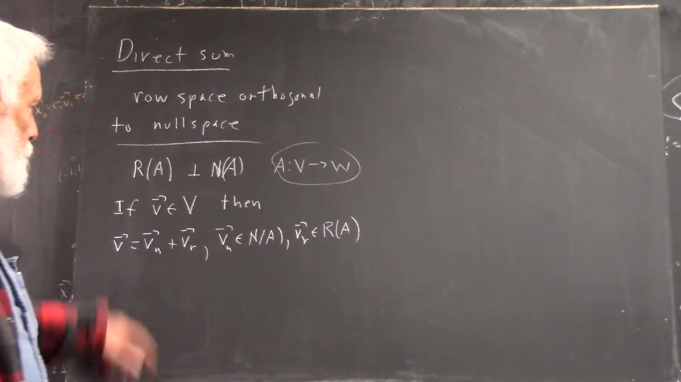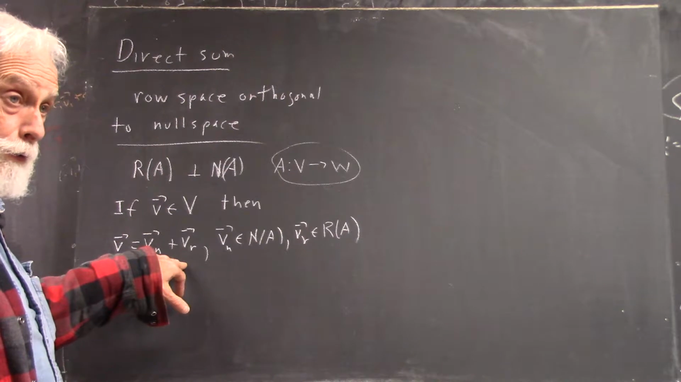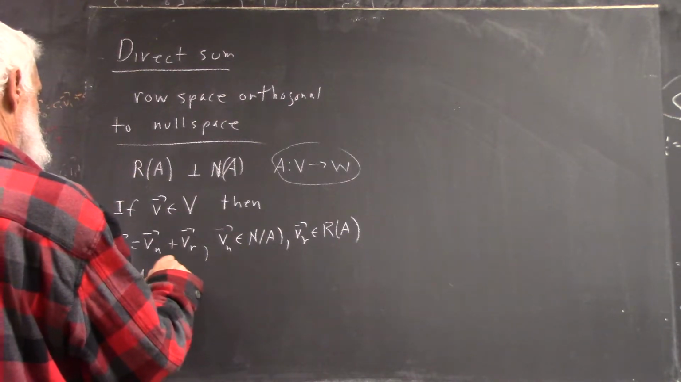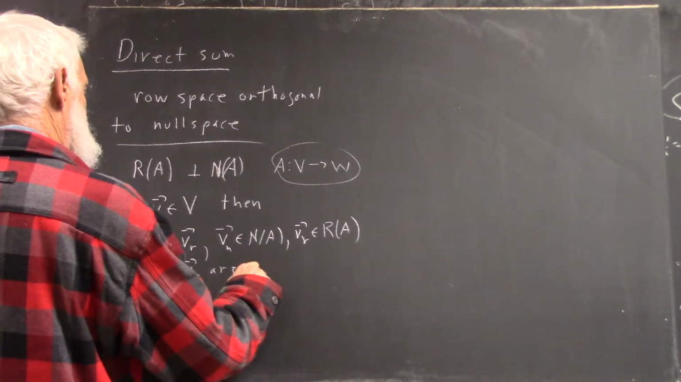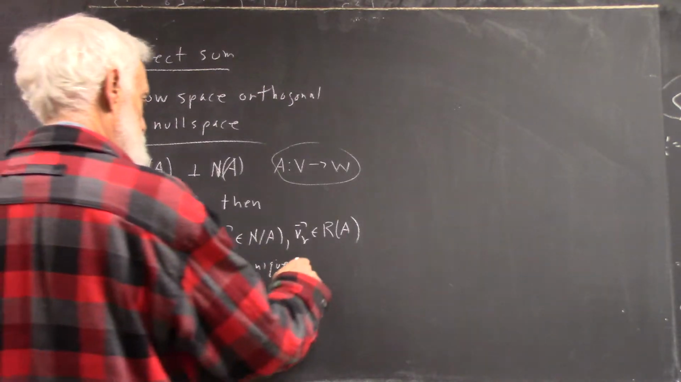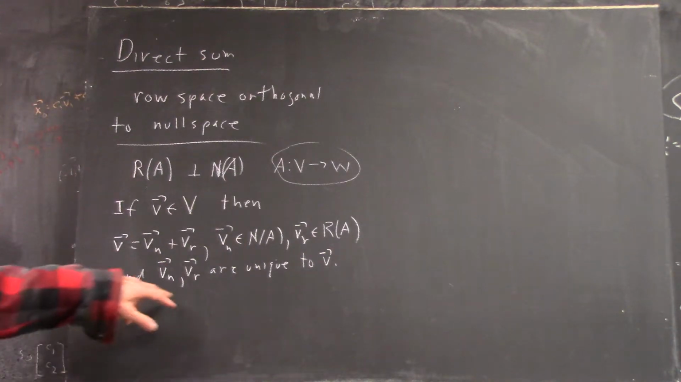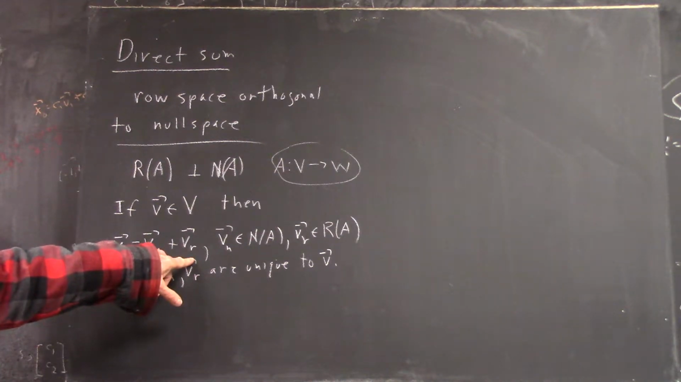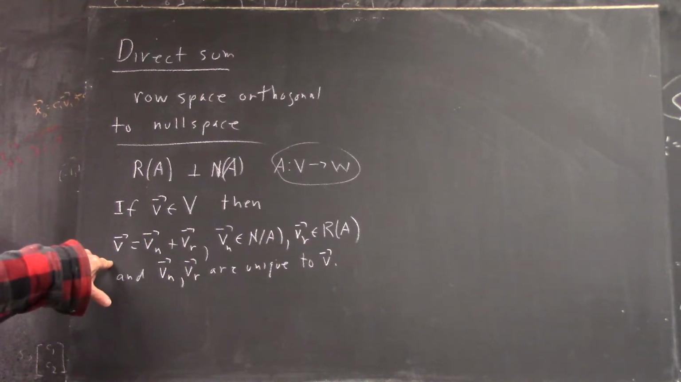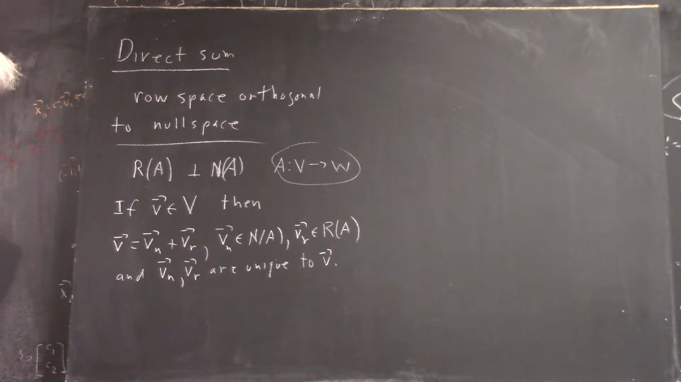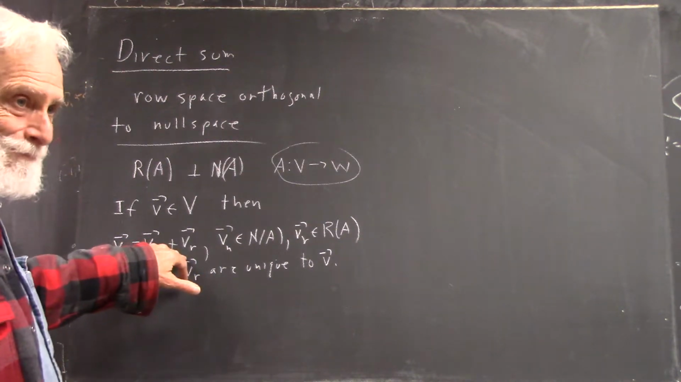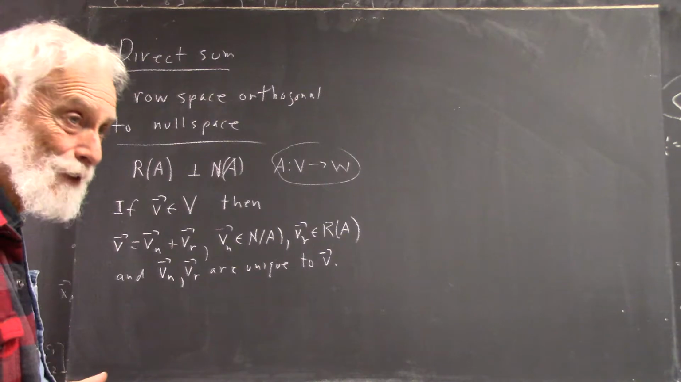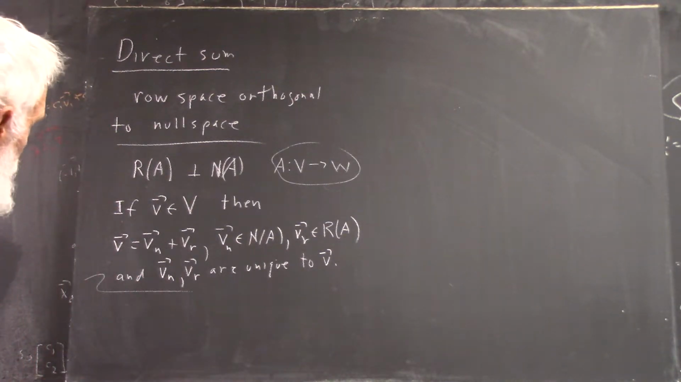Now, V is a sum of a vector in the null space and a vector in the row space. Okay? And Vn and Vr are unique to V. In other words, there's not another member of the null space and member of the row space that would add up to the same vector. Okay? Not hard to prove. We might look at the proof. Just assume that it's not so, you got 2 of these that aren't the same, and then you easily prove that the difference of the 2 vectors is the 0 vector. Okay? So that they are the same. But maybe look at that later.